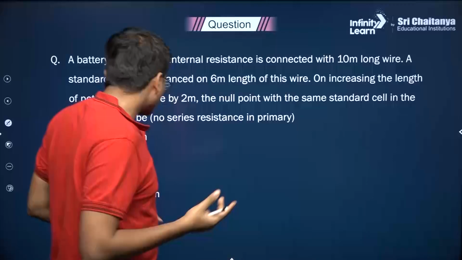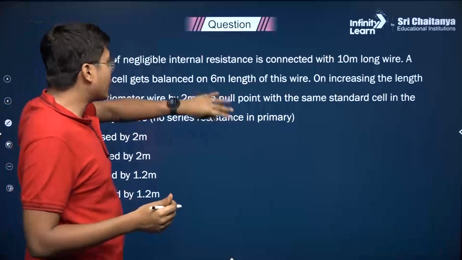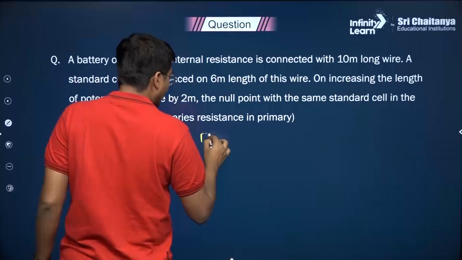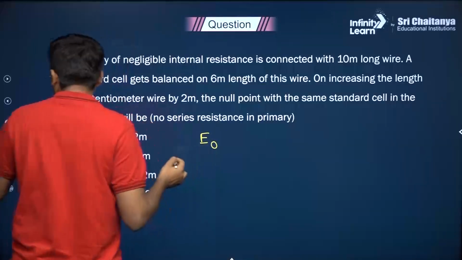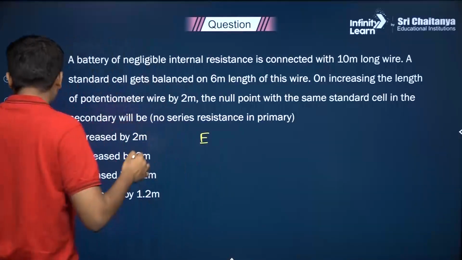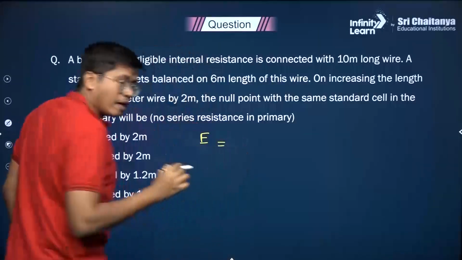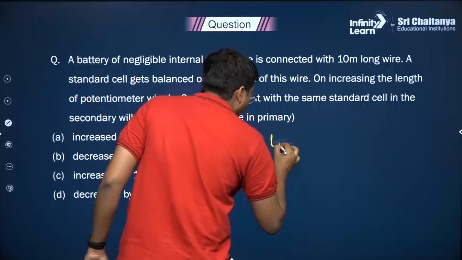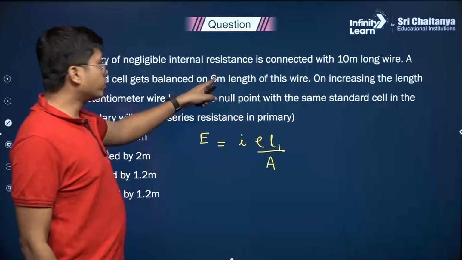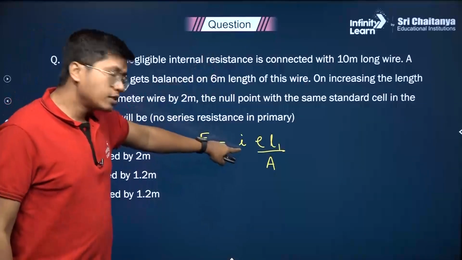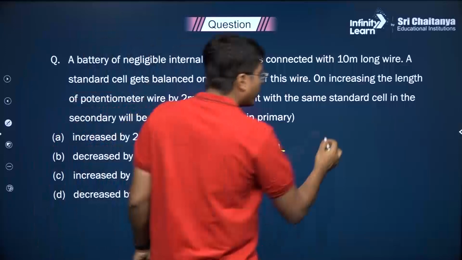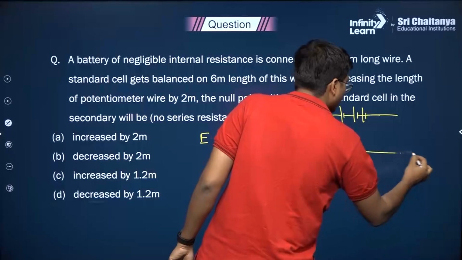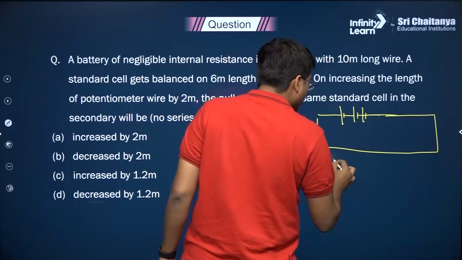So first up, let's assume that the cell whose EMF we generally try to find has E. E naught we can keep for the original cell. We'll keep that as E, and that is equal to I into rho L1 by A, where L1 is the length, which would be 6 meter over here. Now what is this current? This current is the current flowing in the original part of it on the entire potentiometer.